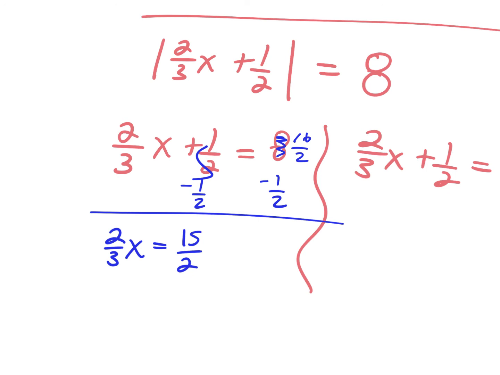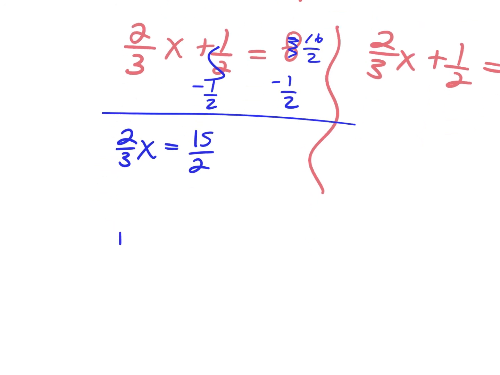How do I get rid of 2/3? I divide both sides by 2/3, right? Well, Samantha said, can't you just multiply by the reciprocal? Exactly. If I divide 15 over 2 divided by 2/3, do you guys remember? Fractions, when we divide, it's keep, change, flip. So you keep 15 over 2, you change to multiplication, you flip 2/3 to 3 over 2. So you just multiply by the reciprocal.